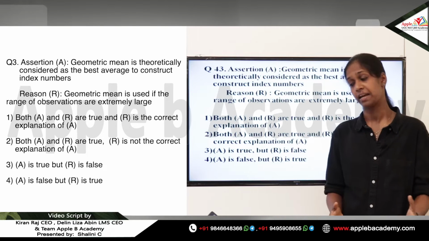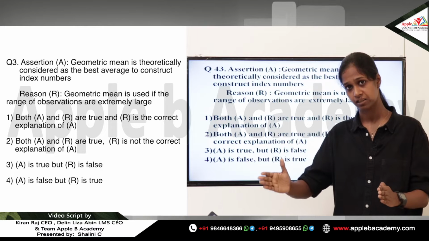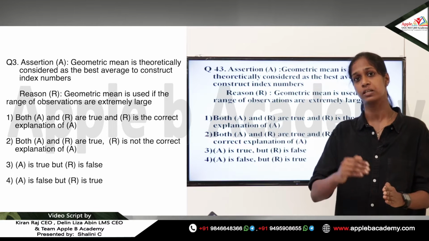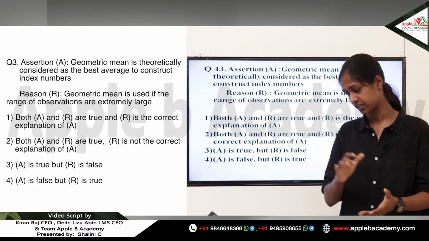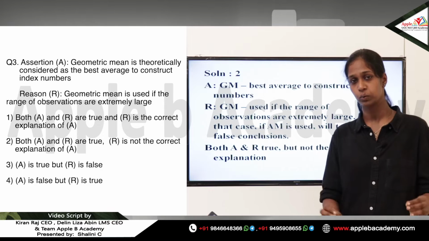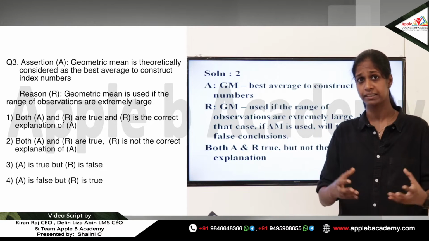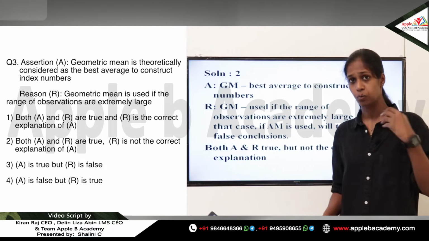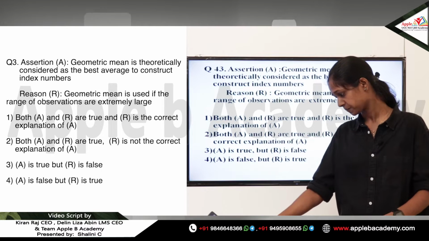So we know for a fact that geometric mean is theoretically considered the best average to construct index numbers, as well as it is used if the range of observations are extremely large. But the problem is, both of these statements are true in the context of geometric mean, but one does not follow from the other, or one does not explain the other. So both are true, but it is not the explanation.